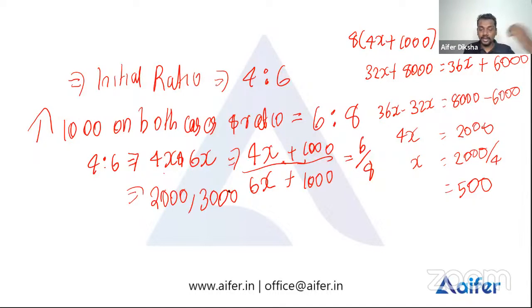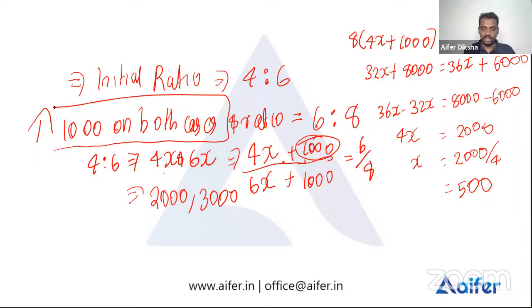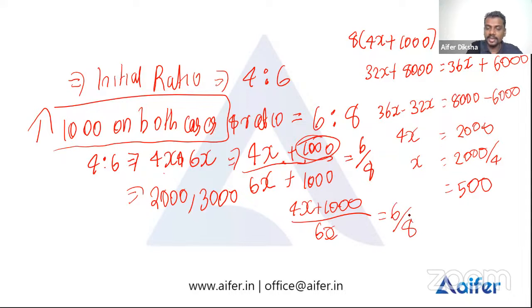And remember, here we are adding 1,000 to both cases because there is an increase in both cases. In certain cases, they will say that there is an increase of 1,000 in the first case and no increase in the second case. If the statement is like so, we have to write it as 4x plus 1,000 by 6x is equal to 6 by 8.